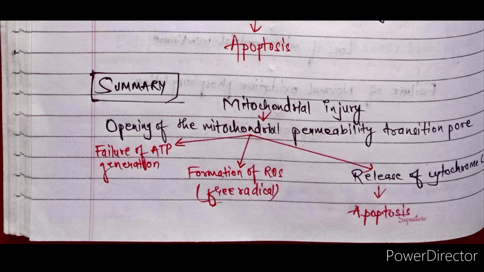Third point is the release of cytochrome C from the two layers of mitochondria. It will come into the cytoplasm, causing the activation of caspase enzyme, and eventually it will cause apoptosis of a cell. So, due to the opening of the mitochondrial permeability transition pore, these three damages happen in the mitochondria.